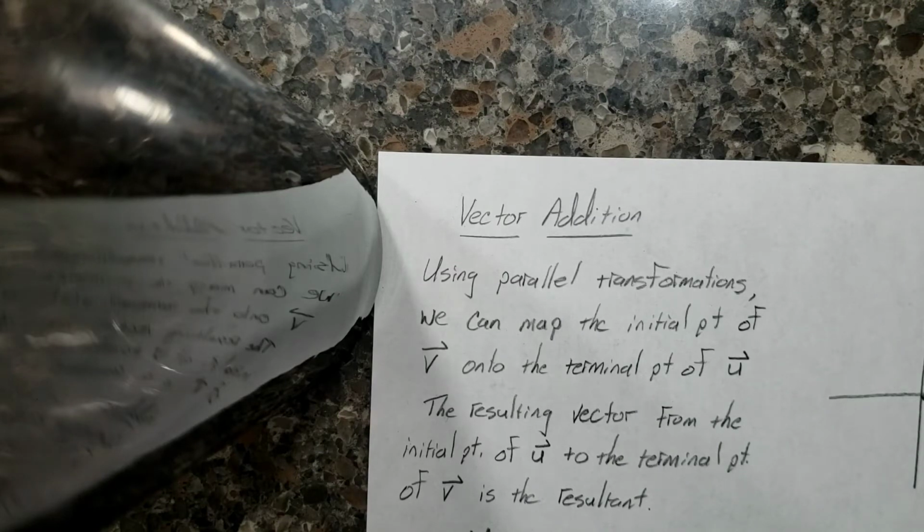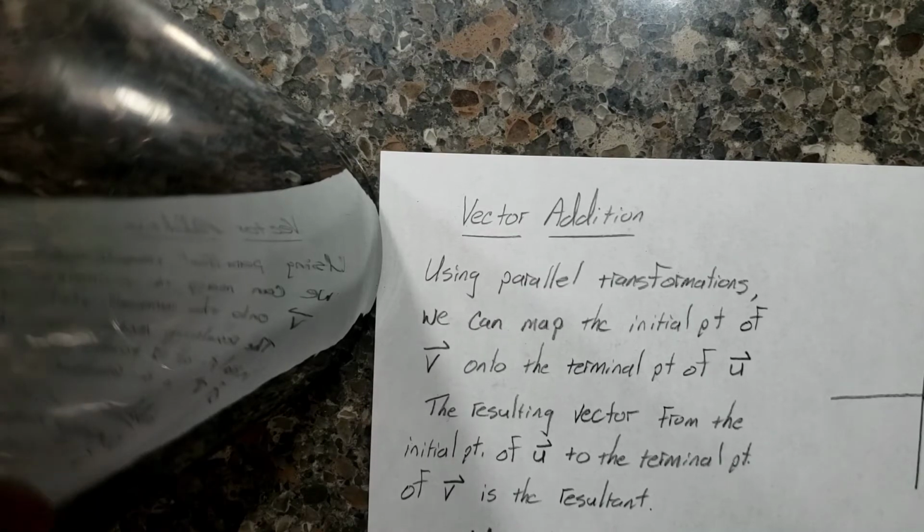Okay, part two of this week's lesson is vector addition and scalar multiplication. First we're going to talk about adding vectors. Technically what we do is we use parallel transformations. We map the initial point of vector v onto the terminal point of vector u. The resulting vector from the initial point of u to the terminal point of v is the resultant.